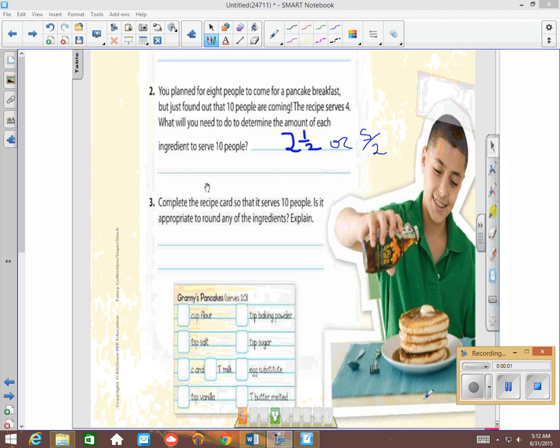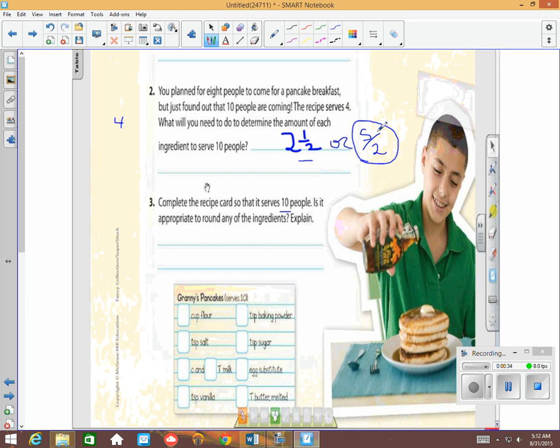Okay, now we're going to start cooking. We have to know how much flour, salt, etc. we need in order to serve 10 people. The original recipe at the top of the page served 4 people, and we already discussed that we're going to have to multiply each one of these by 2.5, or it's easier to multiply by 5 over 2.